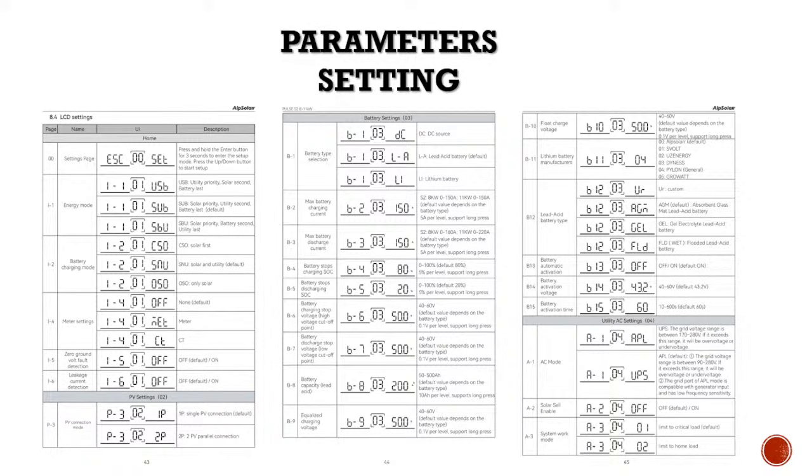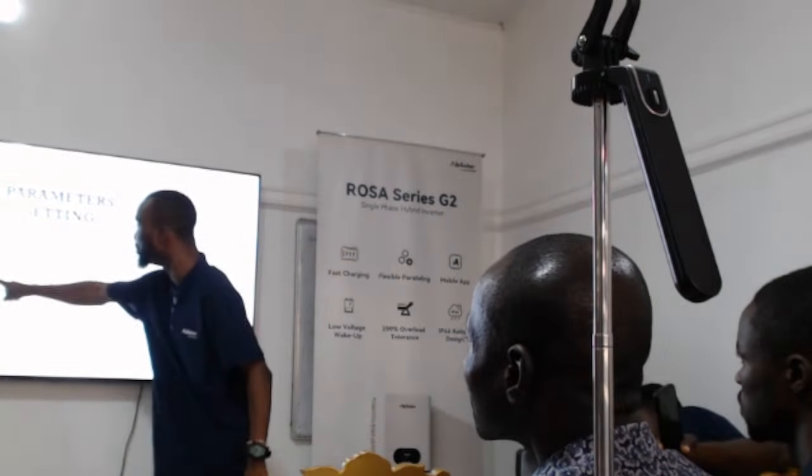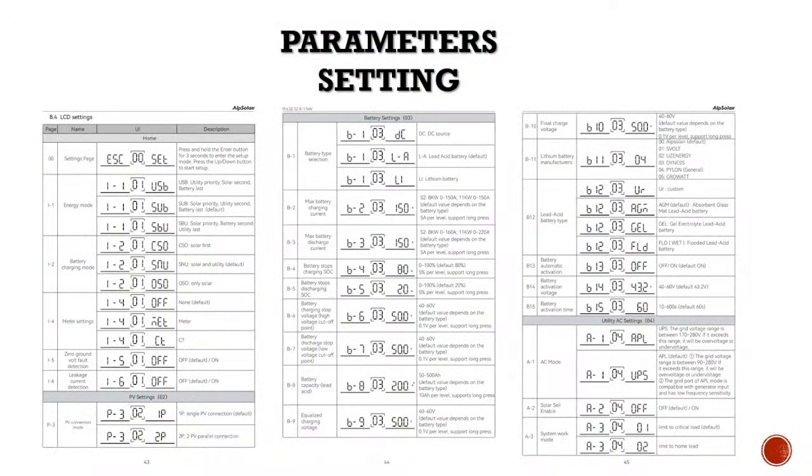We have to mind that energy mode. You can set it; it depends on what you want, and it depends on your location. Some clients will tell you that they cannot spend this amount of money, and they don't even want grid at all, they want grid to be the last. So what you give them is SBU: solar first, battery, then utilities.